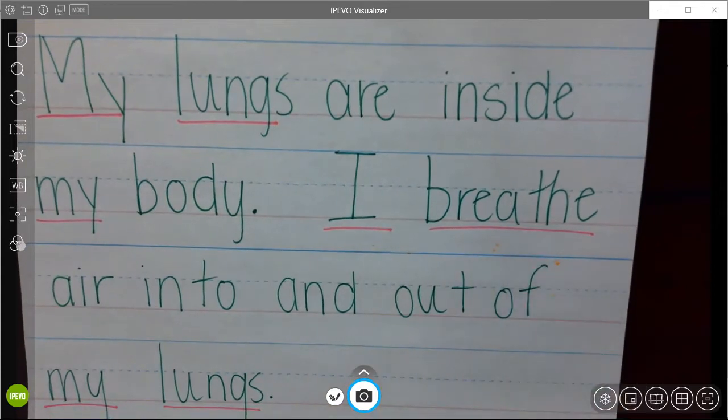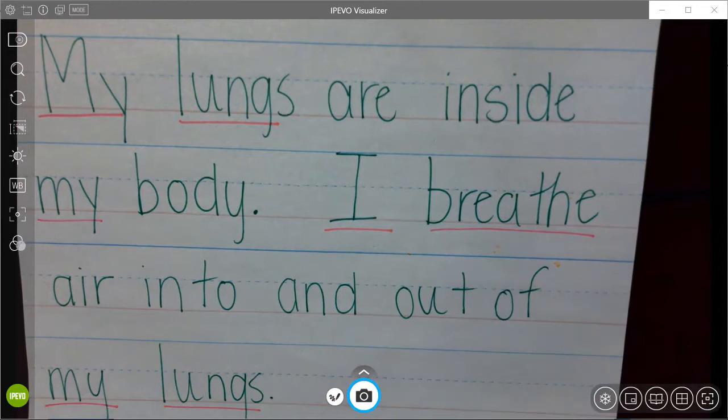Our word lungs, our lungs are our muscles inside that expand. We have two of them, one on each side of our chest, and they expand. So when you take a deep breath in, they get really big. It expands, our chest gets bigger. And then when you breathe out, our lungs get smaller as that air leaves our body.